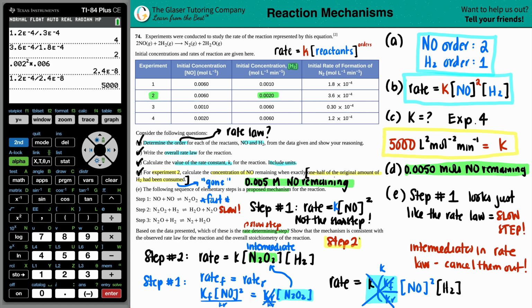And now it said, show that the mechanism is consistent with the above rate law and the overall stoichiometry of the reaction. Basically, all that you have done here will suffice for the work that you need to do. And oh my goodness, we are done with this question. But like I said in the beginning, it was going to be a rocky road. Thank you for staying all the way to the end. You guys are the real supporters.